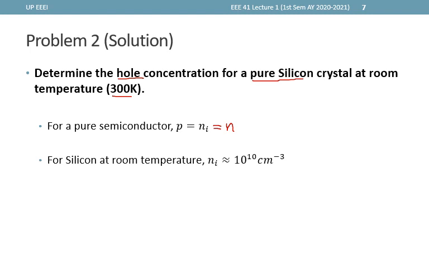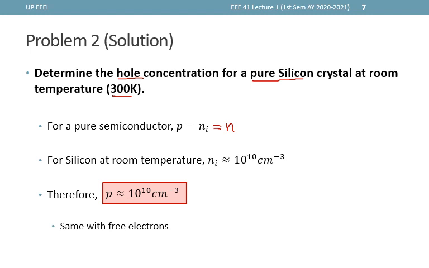So since P is equal to Ni and Ni is 10 to the 10, therefore P must also be simply 10 to the 10, and we've actually already answered the question. So we just note here that this is actually just the same with free electrons. So for a pure silicon crystal at room temperature, the hole concentration is 10 to the 10. This value may differ if we are talking about a different semiconductor, or a different temperature, or if the silicon is not pure.